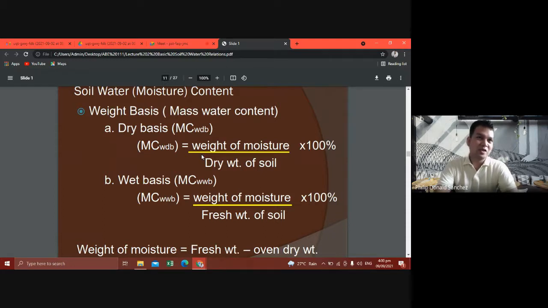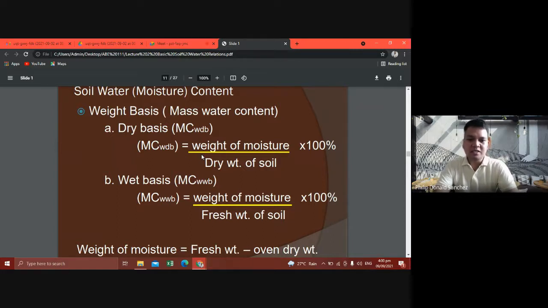You can say that because it's already dried. That's the weight of soil or particle. Okay? So the dry weight of soil or particle is 0.2. 1 minus 0.2 is 0.8, divided by the dry weight of soil, which is 0.2. So 0.8 divided by 0.2 times 100. No? So that's for the dry basis.